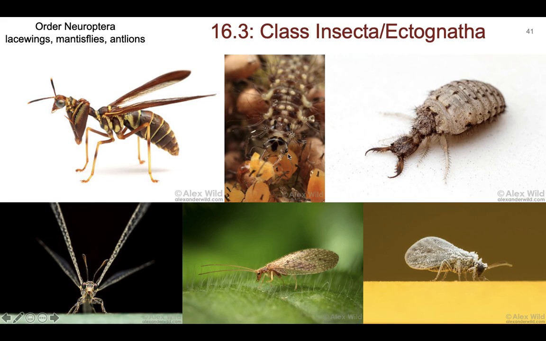This is a lacewing larva. They all have these large predator jaws as larvae. This is actually an antlion adult, so they're very cute as adults, but very vicious as larvae. And then these are just some other adult versions, adult neuropterans.